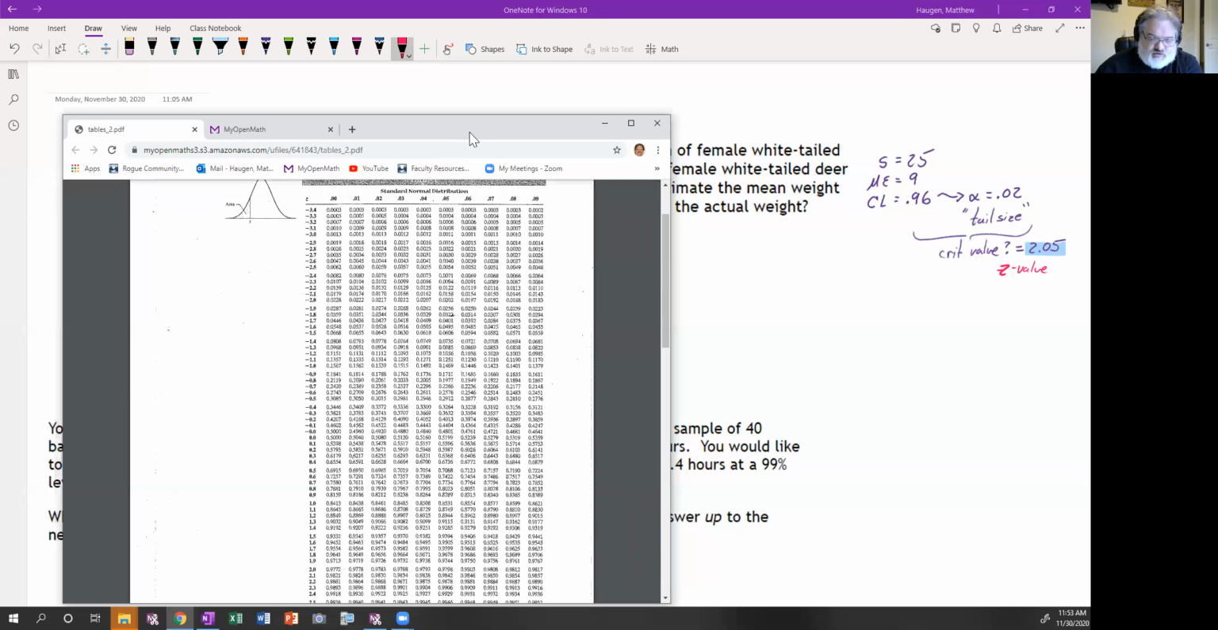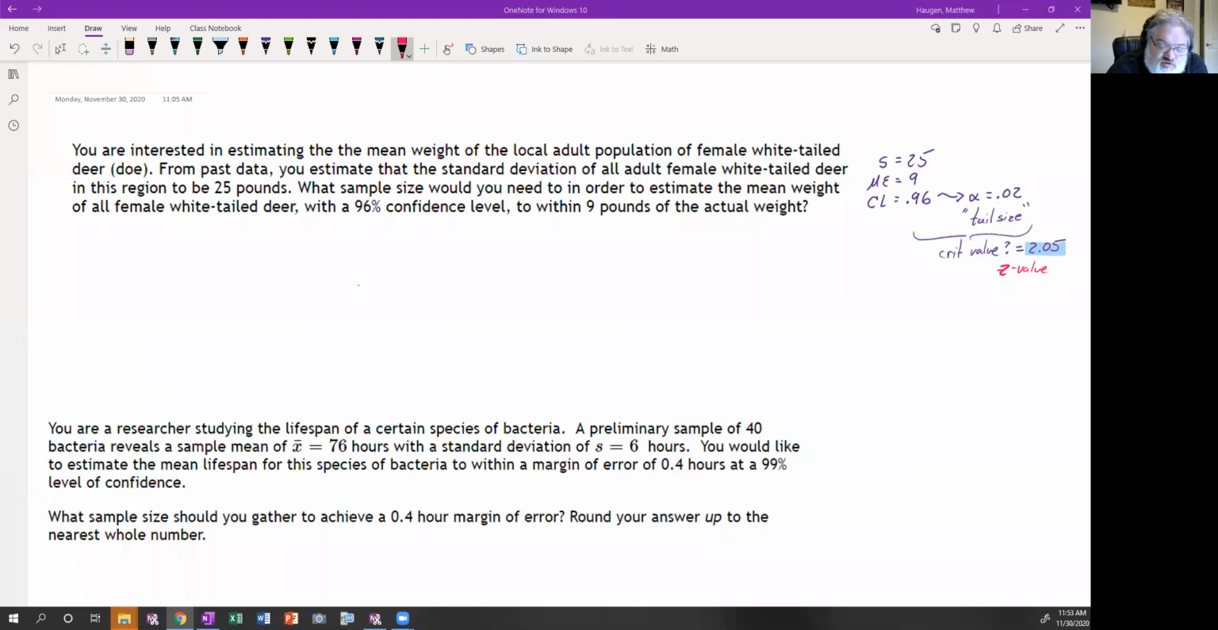So yeah, that's where. And usually when we do that, we've drawn the diagram. We want that to be a 0.02, so that makes that critical value the 2.05. And of course, that 0.02 is either tail when there's 0.96 in the middle.